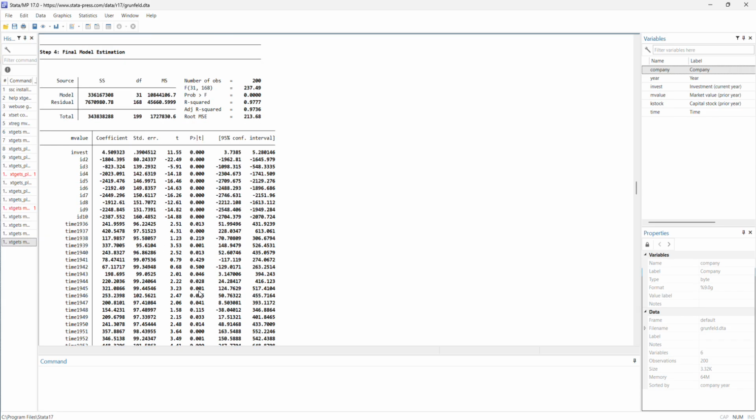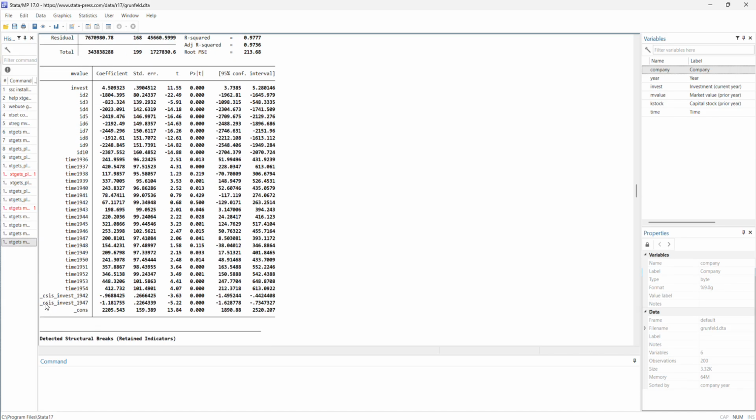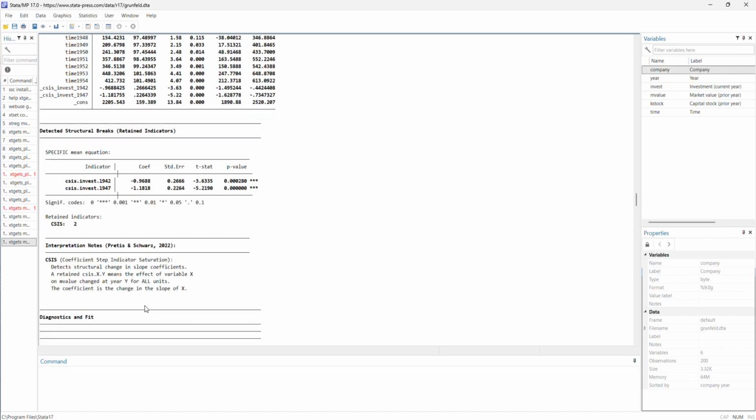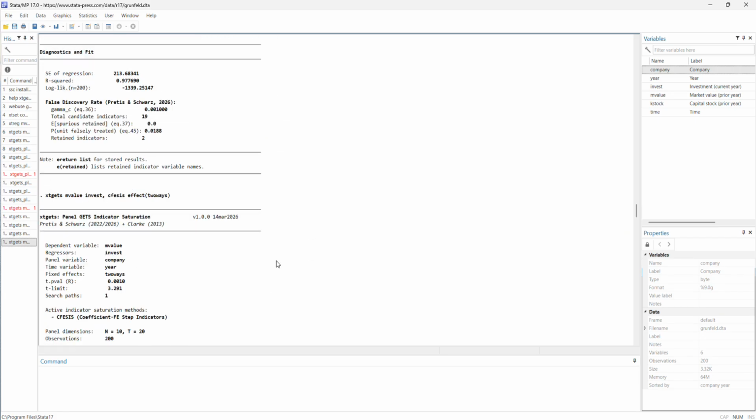Okay, so it ran and it gave me 2. So the invest variable in 1942 has a different slope as compared to other invest values' slopes, another in 1947. So this way it has this plot of CSIS. So there are two indicators, and then there is the model of CFESIS.